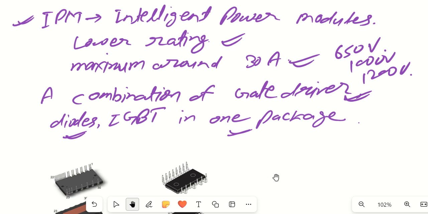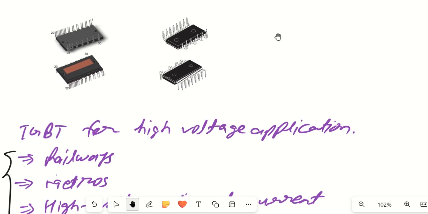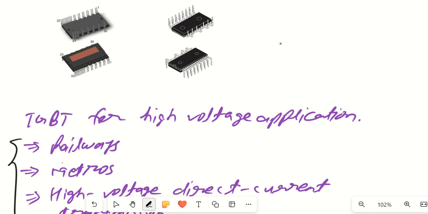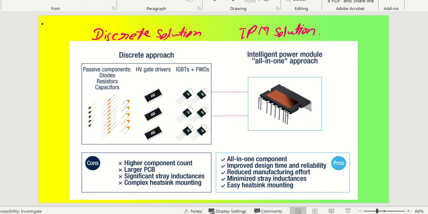So it looks basically like this. It is a big package. It looks something like this. This is kind of a slim DIP package. I had told you about it in one of the previous videos as well. Let me just give you an example.